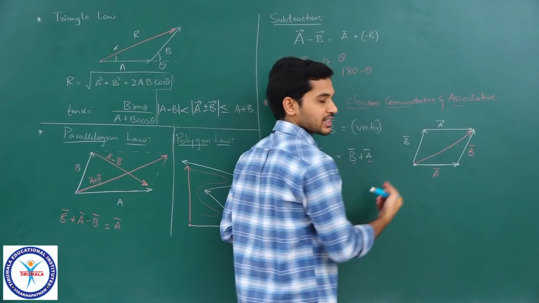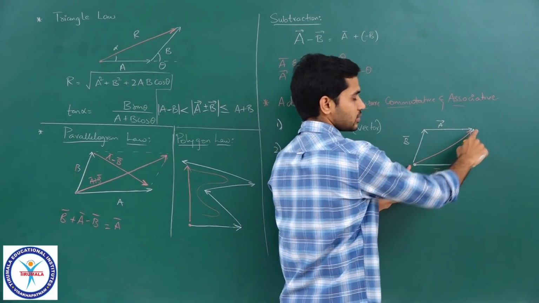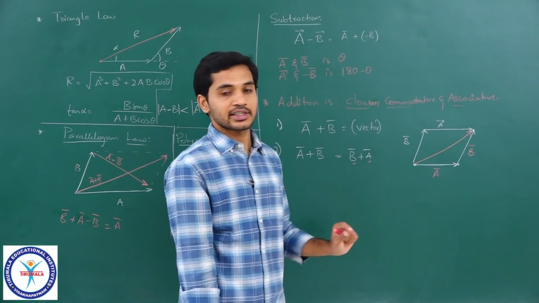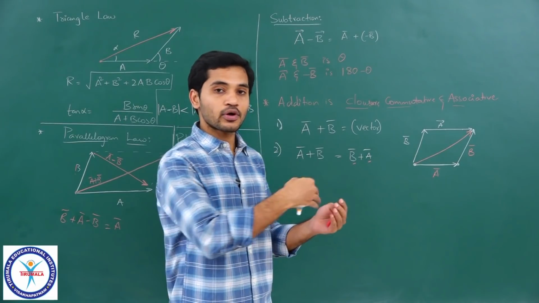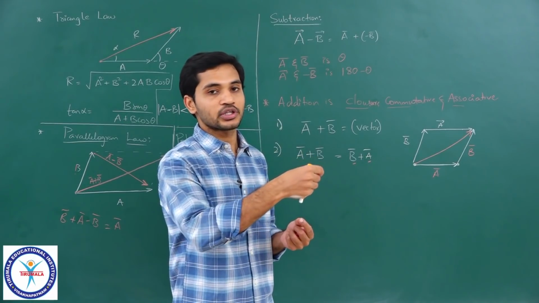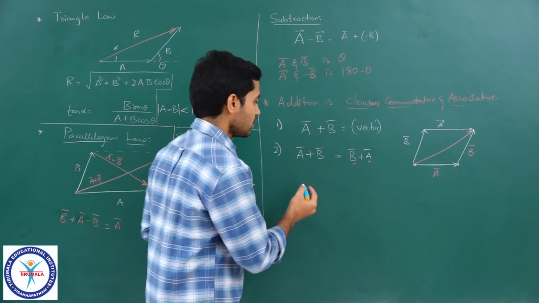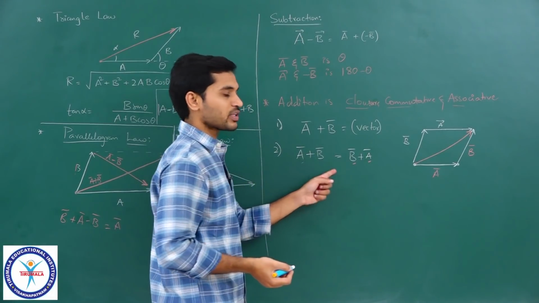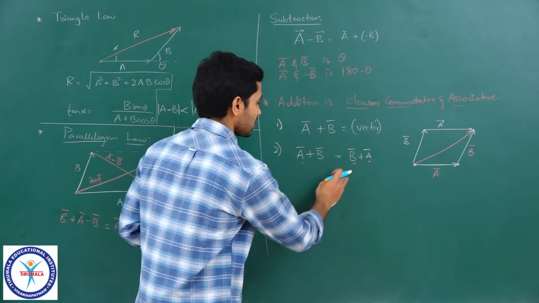Even in this case, can I say that the net displacement will be the same as the earlier case? In whichever order you add your displacements, it does not matter. That is what this means: A bar plus B bar is equal to B bar plus A bar.